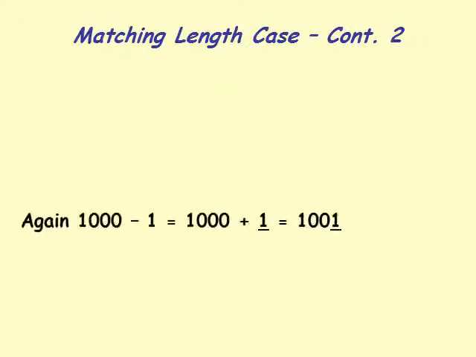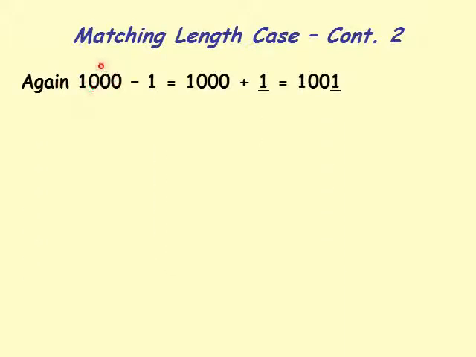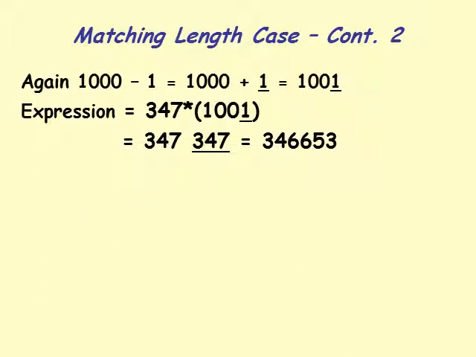Okay, let's continue with the same example here. Again, we note 1000 minus 999 is 1000 minus 1, which is equal to 1000 plus negative 1. I use the underscore here to denote a negative number. So that is 1000 and a negative 1. Okay, let's continue here.